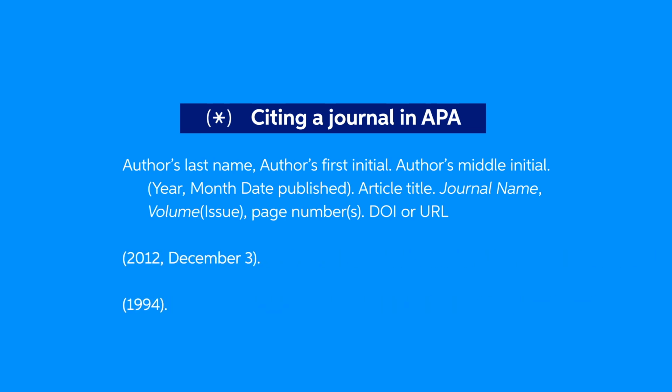After the author's name, list the date of publication in parentheses. Write the year first, followed by a comma, and then the month and day. Don't abbreviate the month name. If you can't find the month or day, don't worry. Just leave that information out. Just don't forget the period at the end.